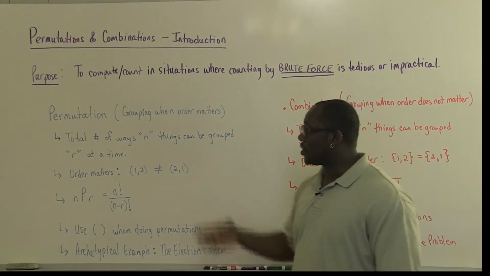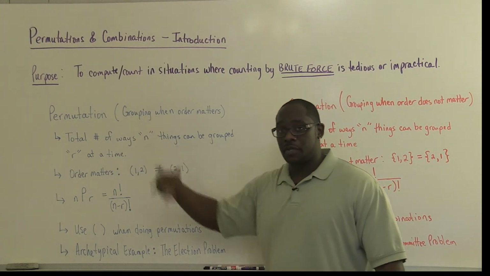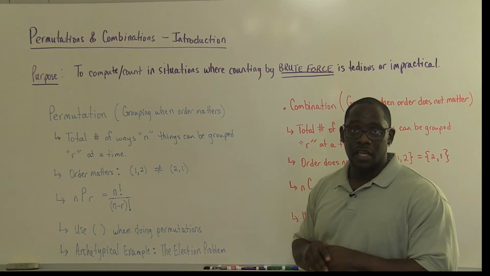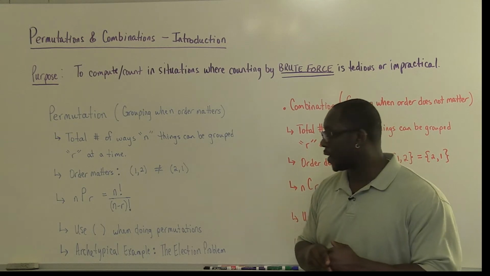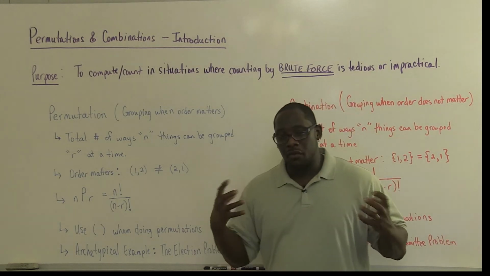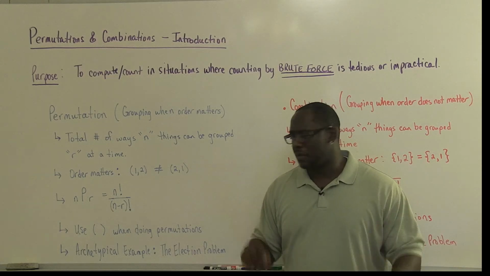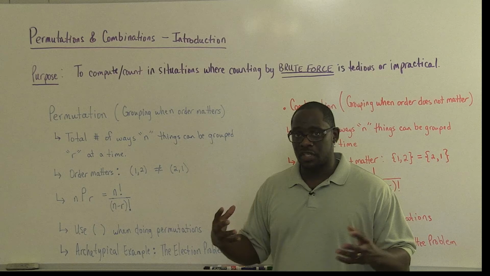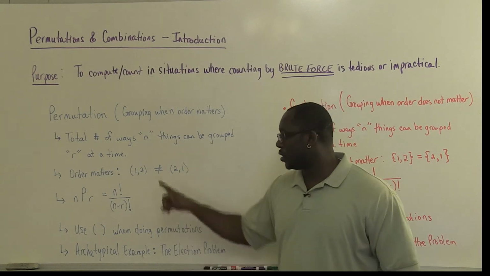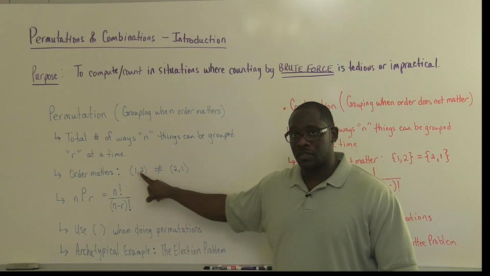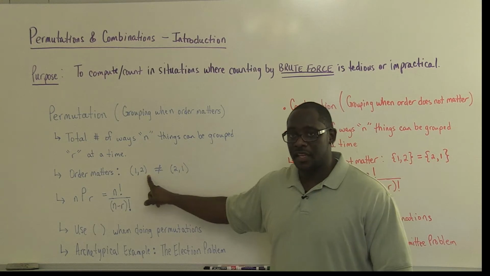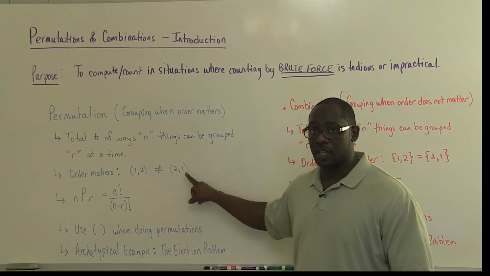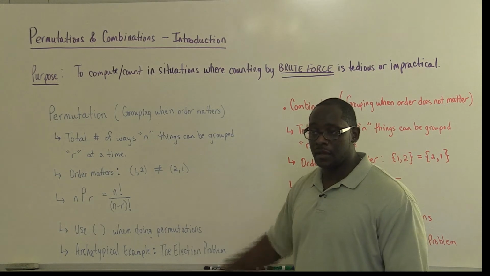So when we do the permutation of something, we want the total number of ways things can be grouped R at a time. What we mean by order actually matters is, if we were listing a group with, let's say, 1 and 2 in it, if 1 is listed first and 2 is listed second, then that is not the same as if 2 is listed first and 1 is listed second.